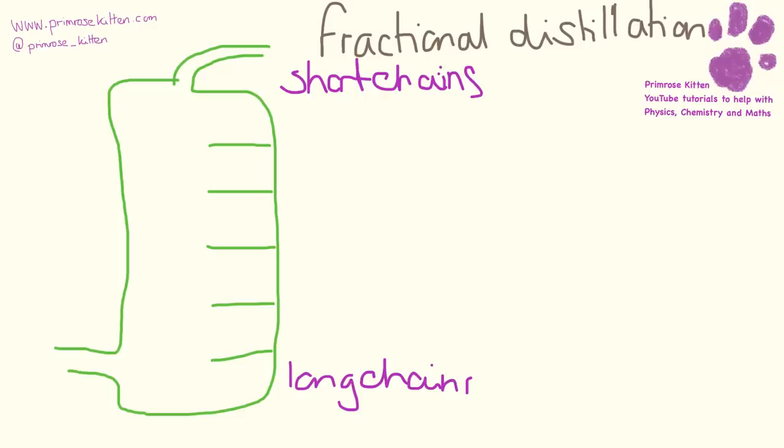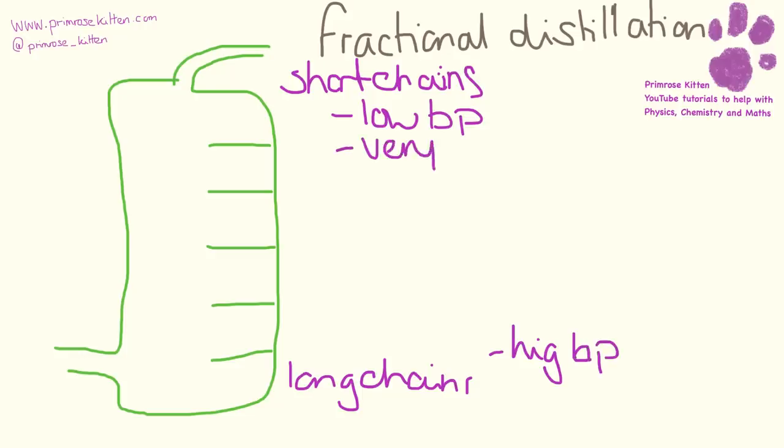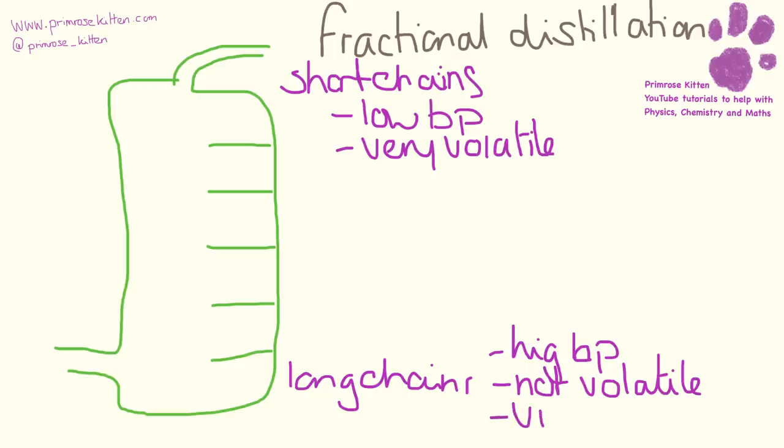And these have very, very different properties depending on how long they are. So short chains are going to have low boiling points, and long chains are going to have high boiling points. The short ones are going to be very volatile, and the long ones are not going to be very volatile. The long ones are going to be very thick and viscous. That's like honey, so really, really hard to pour. Whereas the short ones are generally going to be gas, so they're going to be very, very runny, so that's going to have very low viscosity.